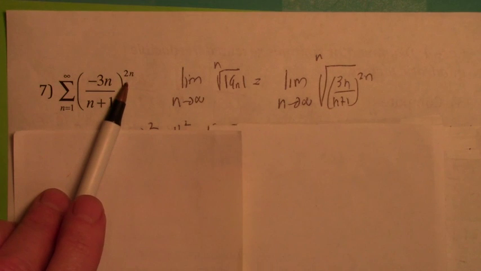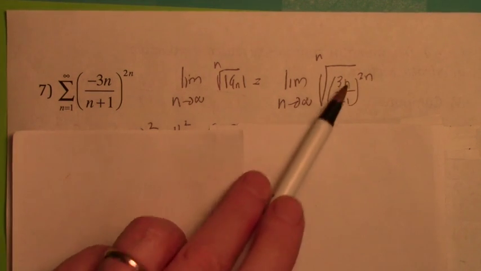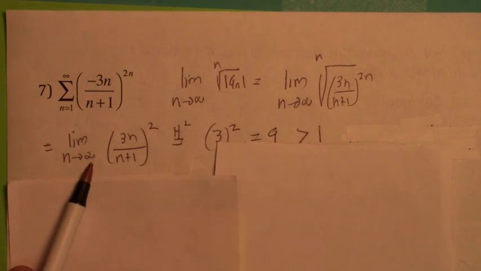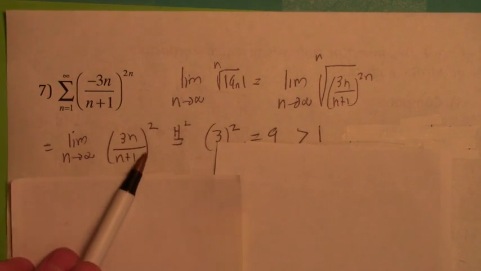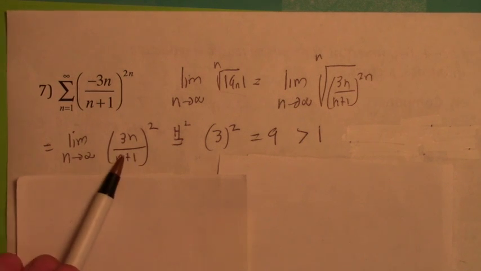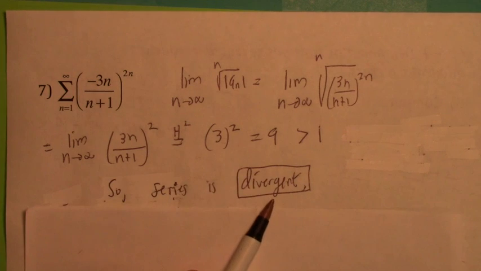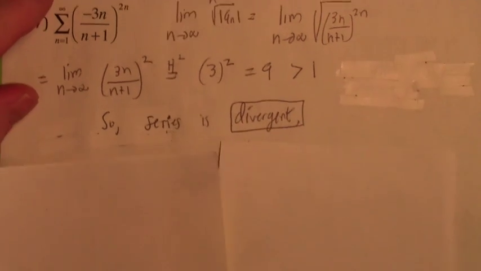So when you have this thing to the 2n power, the n's cancel, right? And so you have the limit as n goes to infinity of this to the 2 power. You can apply L'Hopital's rule, and I believe you get 3 squared. I guess you could also just take the limit inside the square and think of it that way too. It's 9. If it's bigger than 1, that means it's divergent. All right, one last one here.